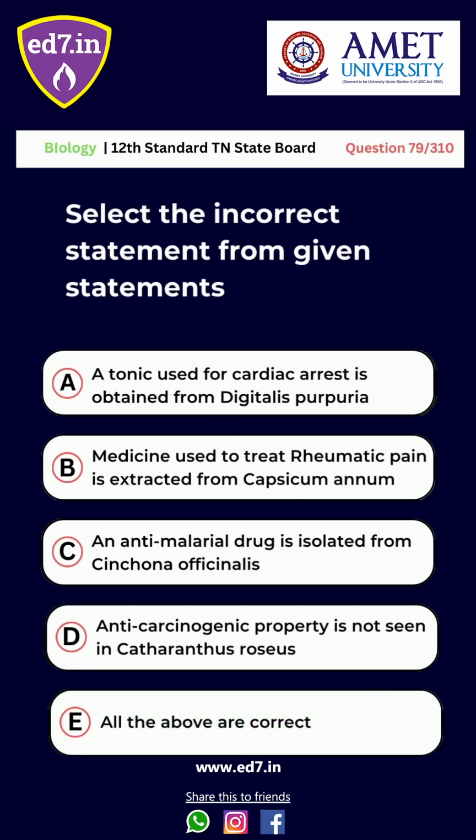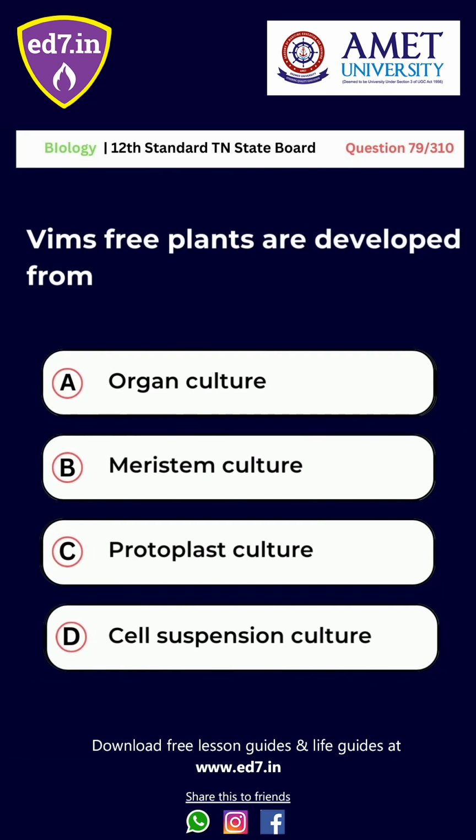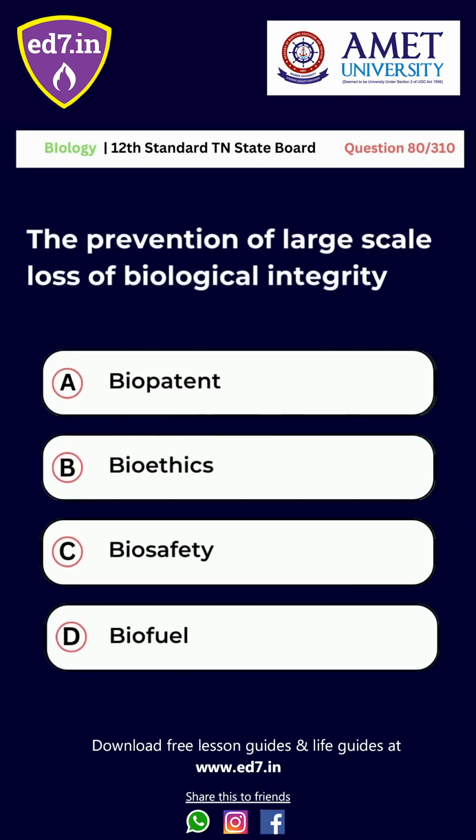Question number 79. Virus-free plants are developed from A, organ culture, B, meristem culture, C, protoplast culture, D, cell suspension culture. The answer is option B, meristem culture. Question number 80. The prevention of large-scale loss of biological integrity. A, biopatent, B, bioethics, C, biosafety, D, biofuel. The right answer is option C, biosafety.